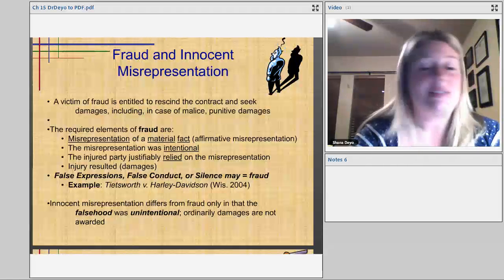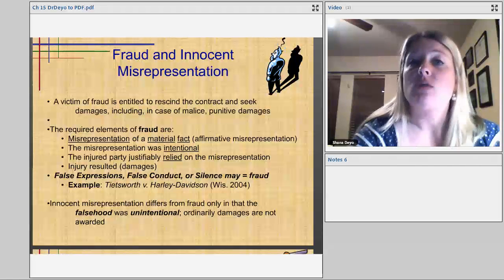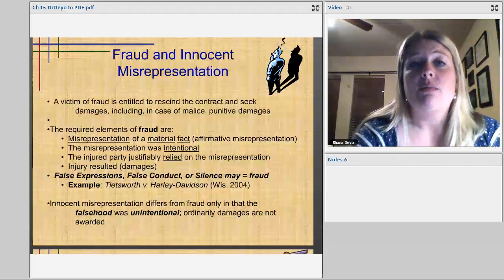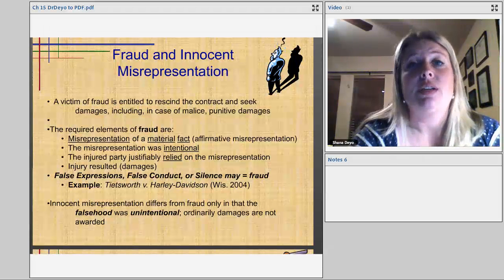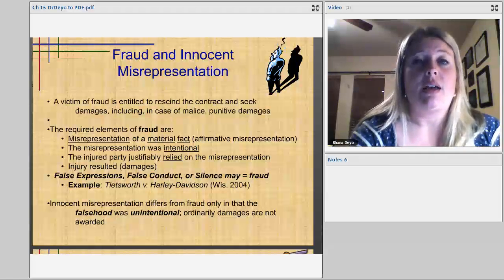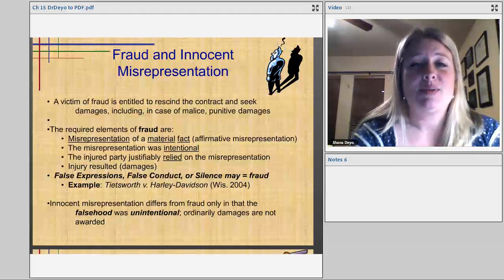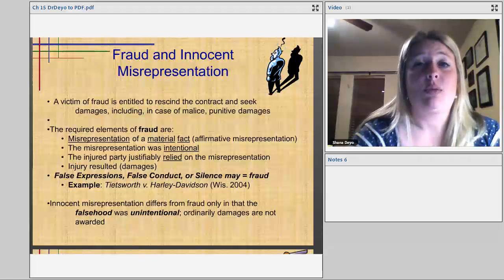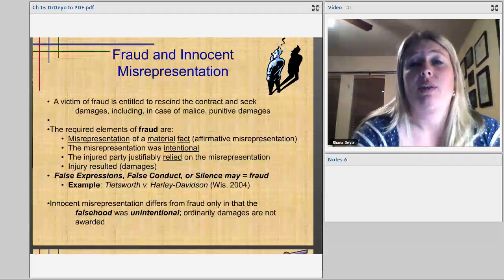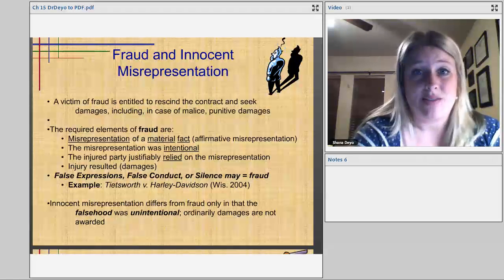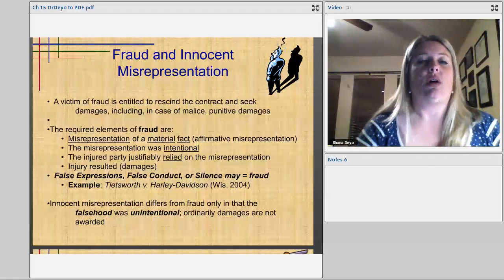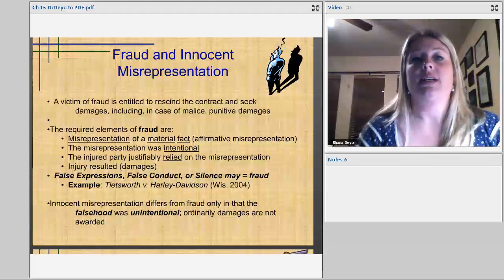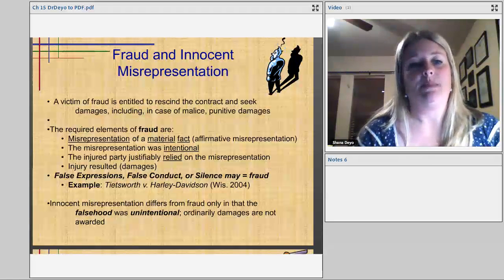Like the other good example I have for fraud is rolling back the odometer. So there is that material fact, which is a misrepresentation. Someone actually rolled back the dial of the odometer. That it was an intentional misrepresentation because they chose to do that. But it's going to be relied upon when that poor consumer buys that product, and they thought they were going to have a 1,000-mile car, and they have a 100,000-mile car that's worn out. And so, obviously, the damages are going to be that someone is going to get a car that's worth much less than they thought it would be.